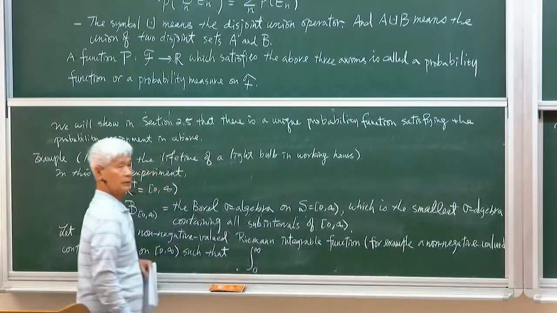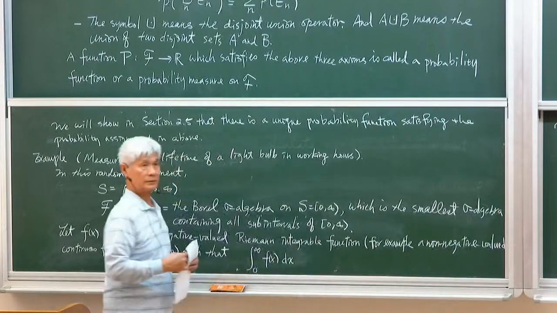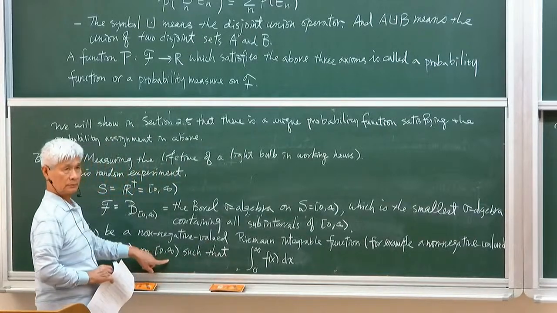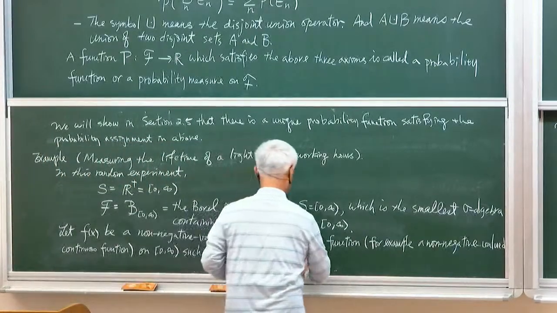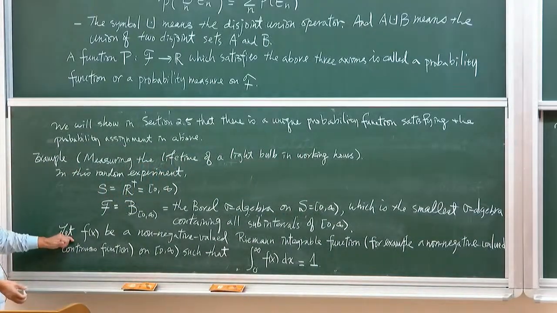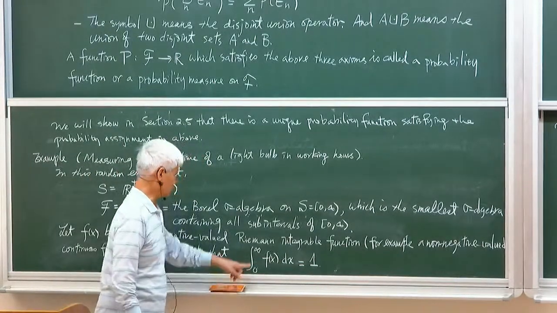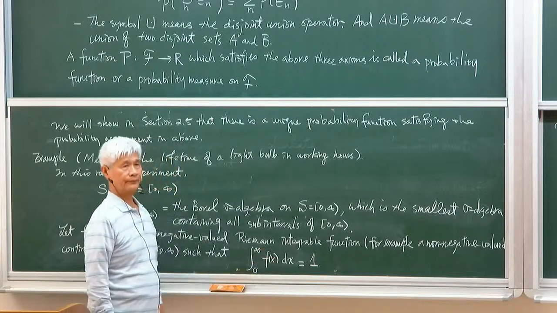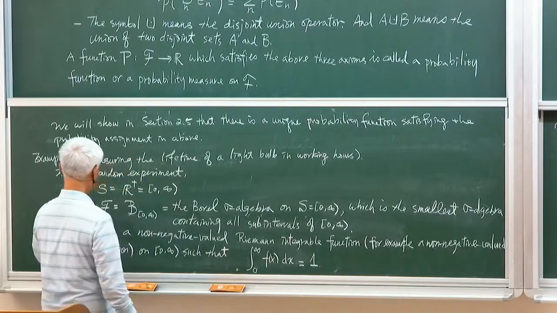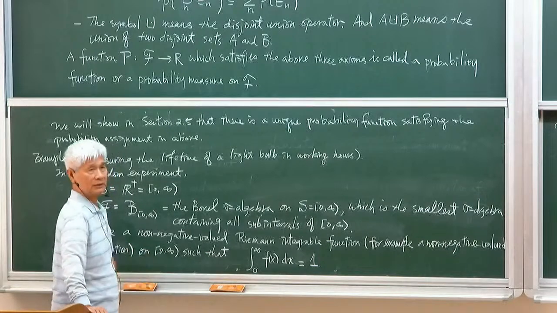the improper integral, the integral of the function over the whole interval, is equal to 1. So suppose we have such a non-negative valued Riemann integrable function, because we will do the Riemann integral here. And quite often f(x) is just a continuous function on this infinite interval.